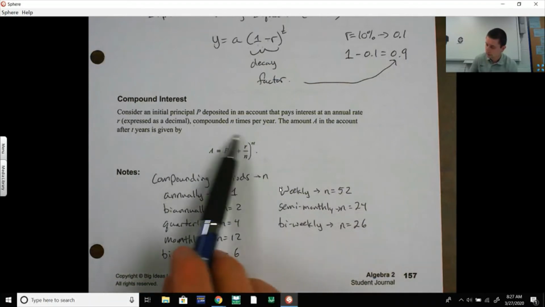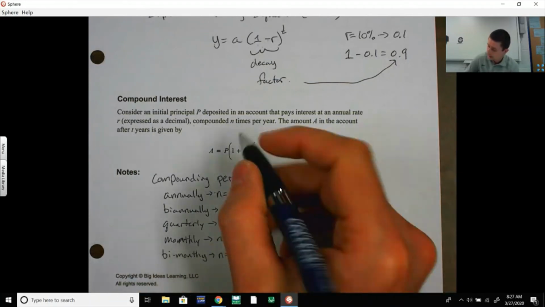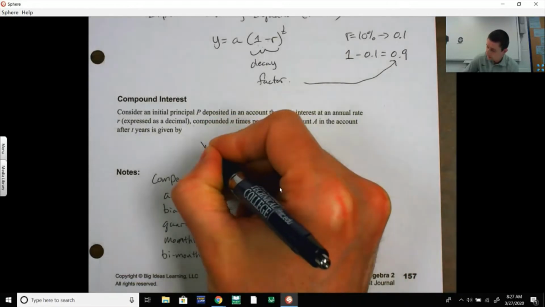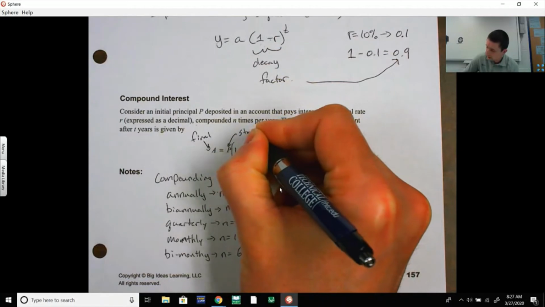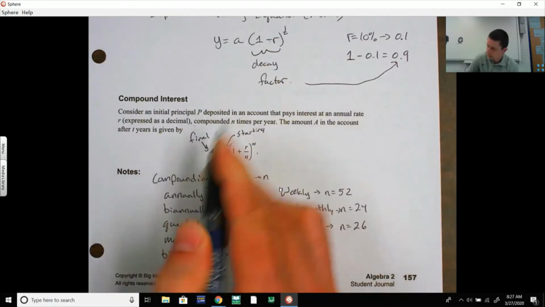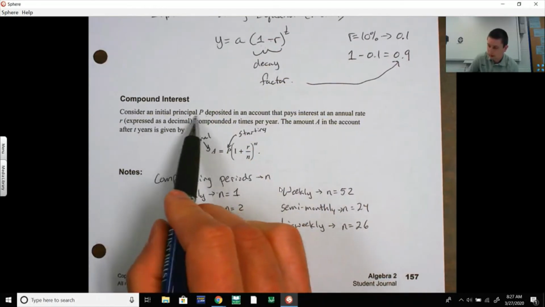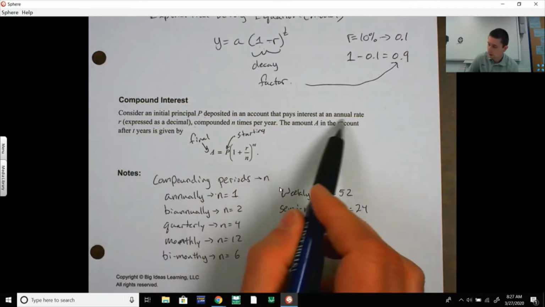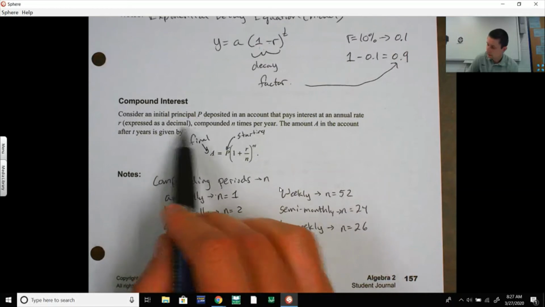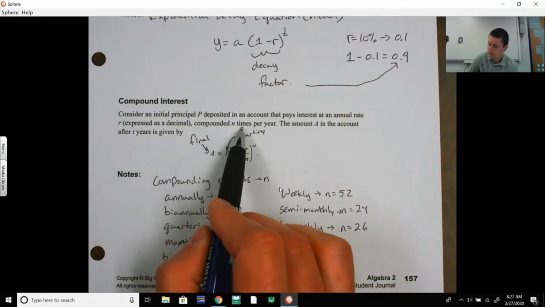So this is a formula. It looks very similar to what we've had. This A is your final amount. The P is your starting amount, and all this is up here. P is the principal. It's what's deposited. R is your annual rate, expressed as a decimal, compounded n times per year.